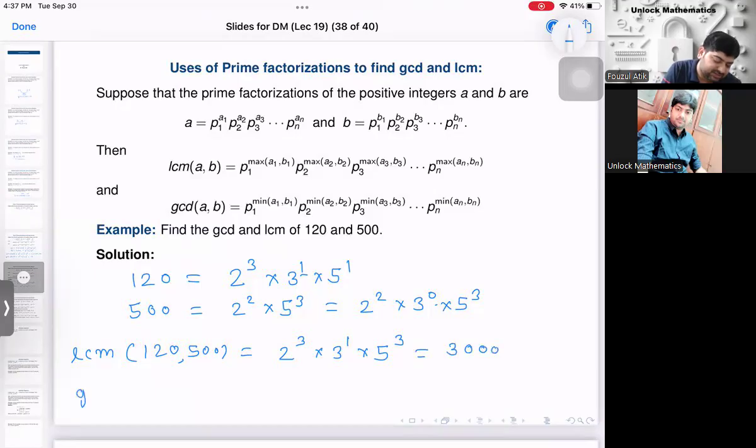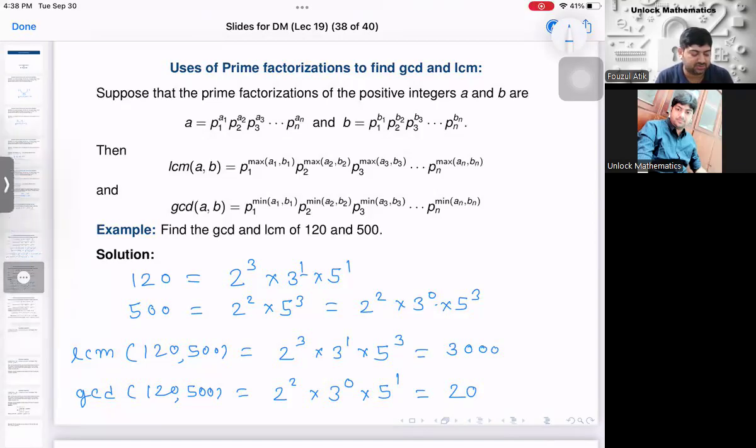And what is the GCD? So GCD between the numbers 120 and 500 is equal to 2 power minimum of 2 comma 3, which is 2, into 3 power minimum of 1 comma 0, which is 0, into 5 to the power minimum of 1 comma 3, which is 1. So 4 fives are 20. So this GCD will be 20. Done. So we have done 2 examples like this. I hope you have understood this easily, and you can solve problems like this.